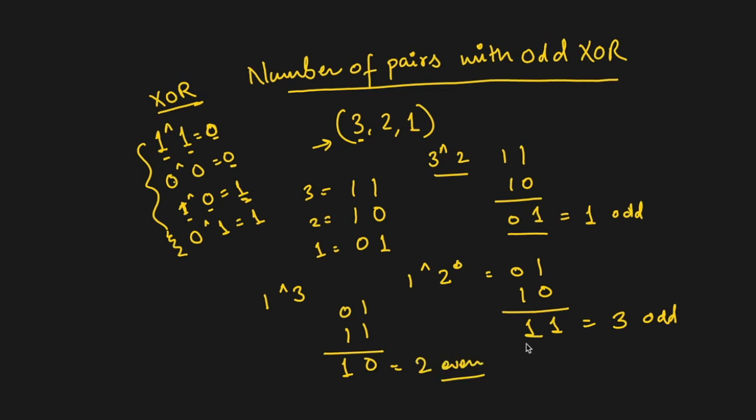Okay, so we can see that if both the numbers are odd, or both the numbers are even, in that case our XOR is going to be an even number. And if one number is odd and one number is even, then our XOR is going to be an odd number.